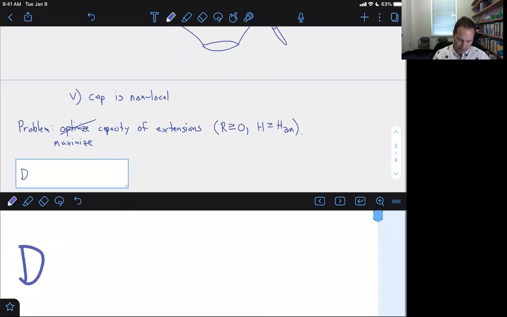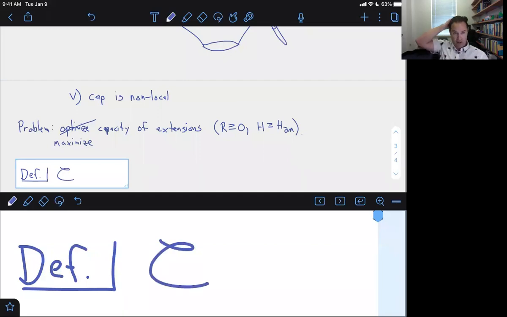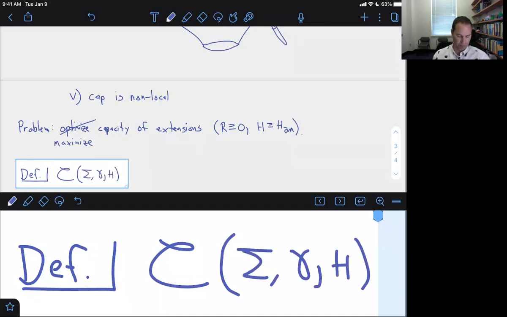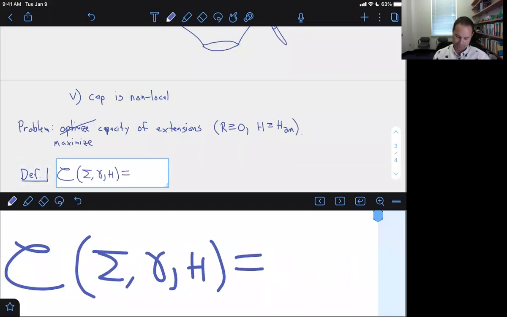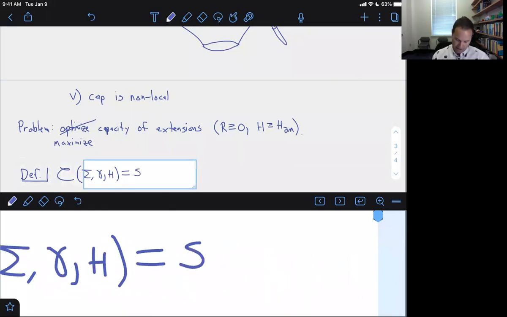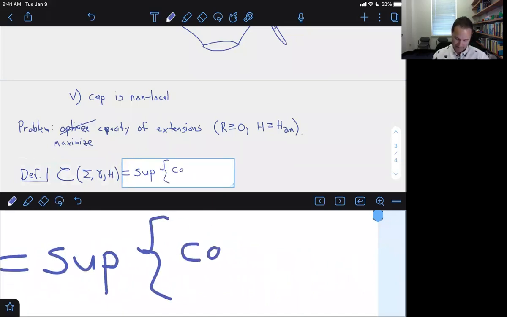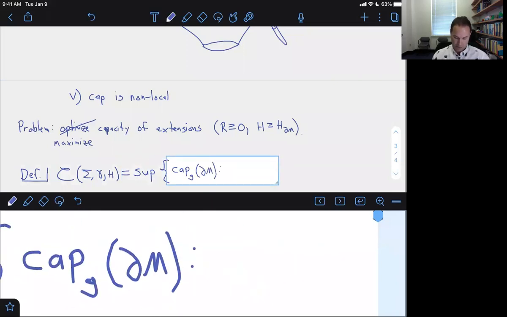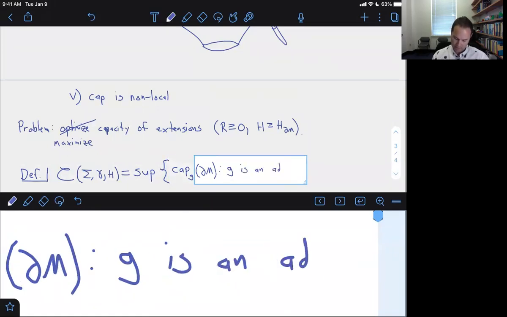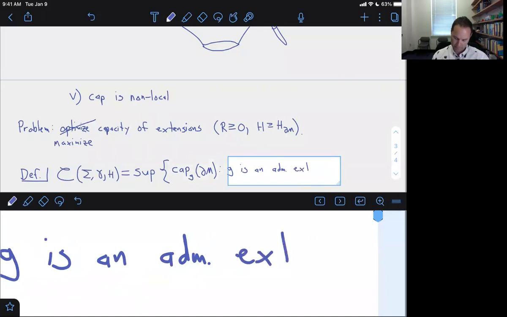Okay, so the definition proposed here is this functional. I'll just call it a script C for capacity. It's defined on a triple of Bartnik data, and it's very much the analog of the Bartnik mass. It's a supremum of the capacity of the boundary with respect to that metric, such that g is an admissible extension.